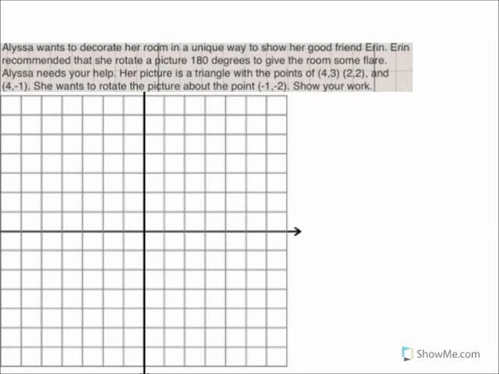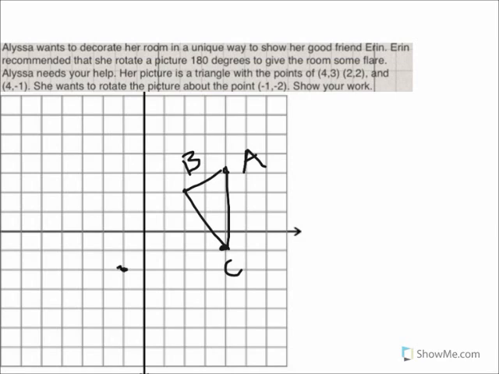The first point being (4, 3), and we're going to call this point A. The next point is (2, 2), and we're going to call it B. The last point is (4, -1). We're going to plot right here and call C. When we connect this, we will get our triangle. The point that we're going to rotate it about is (-1, -2), which we're going to call P.